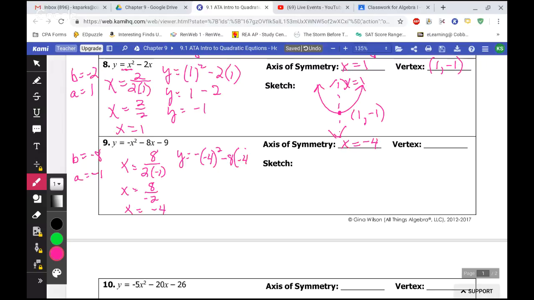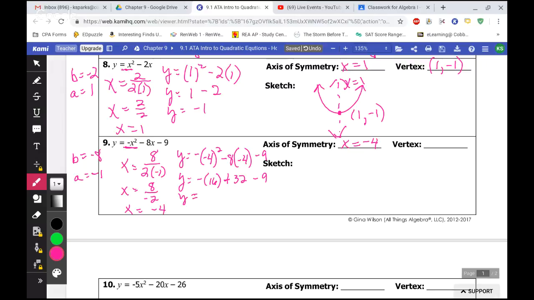To find out my y coordinate for my vertex. Negative 4 squared is 16. Negative 8 times negative 4 is a positive 32 because a negative times a negative is a positive. And shouldn't that 16 be positive? The 16 inside the parentheses is positive, but there is a negative on the outside. Oh, that's super confusing.